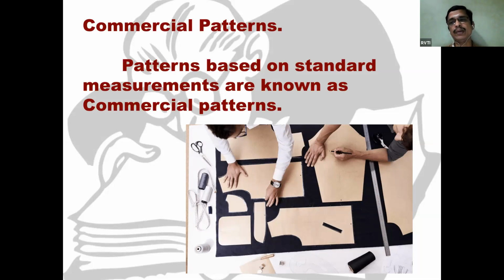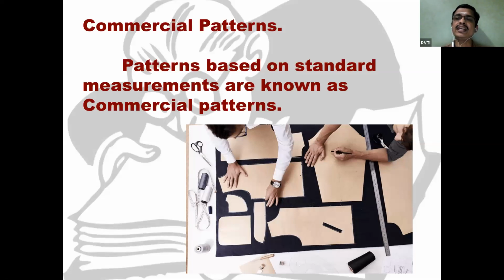I can purchase the pattern, and with the help of that, I can sew the garment. Okay. So commercial patterns are normally based on standard measurements. If I want to purchase a commercial pattern, I have to go to the shop and purchase the pattern which has the size that suits me. If I have M size, I have to purchase the M size pattern only. So different sizes will be available.